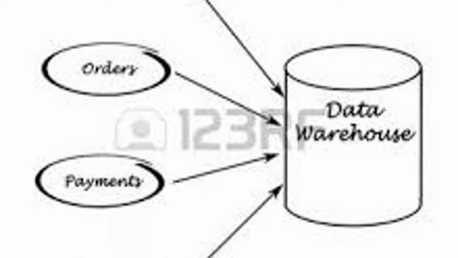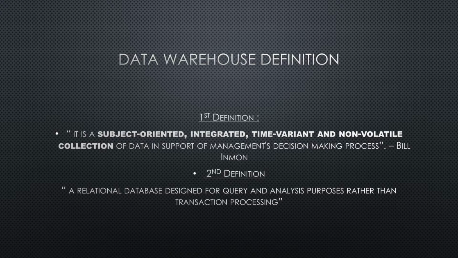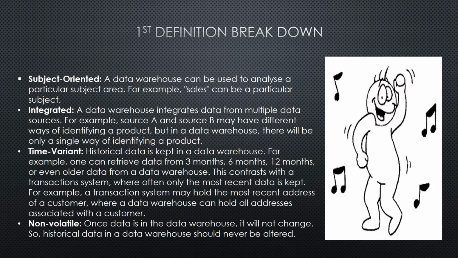Data warehousing. The first definition is it's a subject-oriented, integrated, time-variant, and non-volatile collection of data in support of management's decision-making process. A relational database is designed for query and analysis purposes rather than transaction processing. Subject-oriented, integrated, time-variant, and non-volatile definitions are explained.